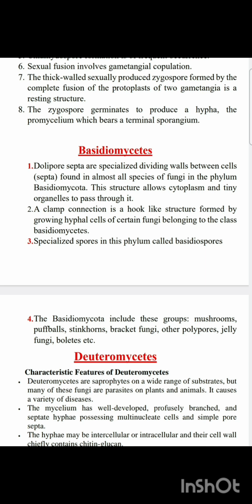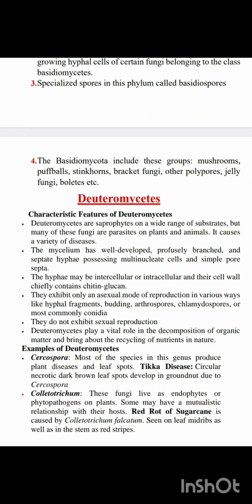So what is the dolipore septum? These are specialized dividing walls between cells found in almost all species of fungi in the phylum Basidiomycota. Then what is a clamp connection? It is a hook-like structure formed by growing hyphal cells of certain fungi belonging to the class Basidiomycetes. Then they produce a special type of spore known as basidiospore. Some important groups of fungi under Basidiomycetes are mushrooms, puffballs, bracket fungi, etc.